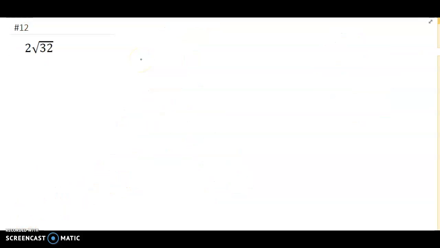All right, let's look at example 12 now on your worksheet. Okay, now we have a number out in front. Okay, these aren't much different. We're just going to have one added step. So think of this as the same thing as 2 times the square root of 32. Okay, now we're just going to break 32 down like normal.